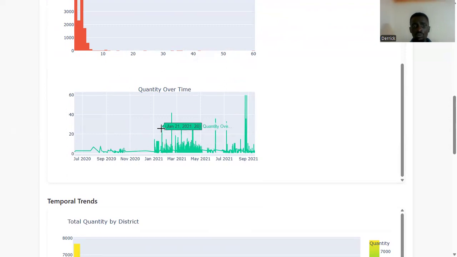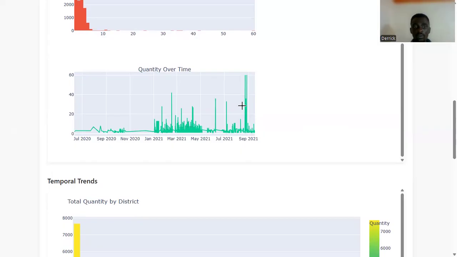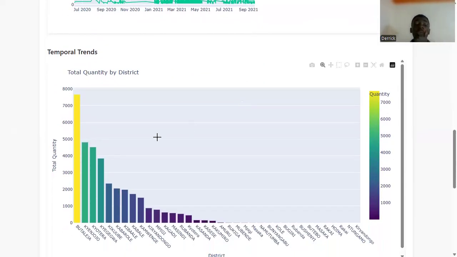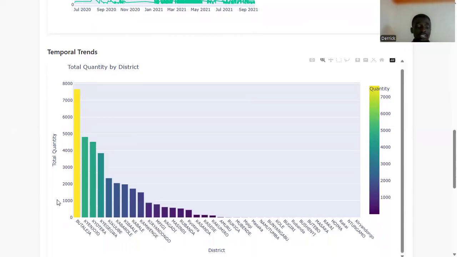January 2021 with around 28, and then March 12th. So this is February. Then we come to August 2021, so it had a higher peak, and yes, this is how the data quantity was changing over time. Then the temporal trends, we had the various districts, and then the top quantity.